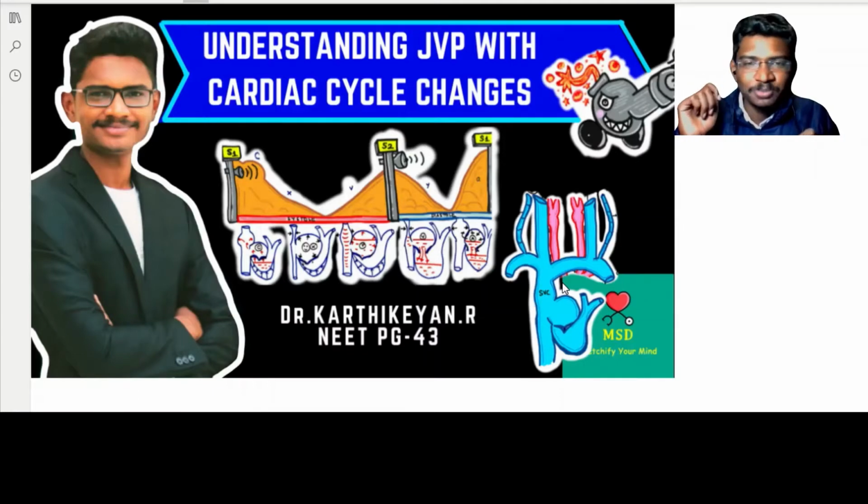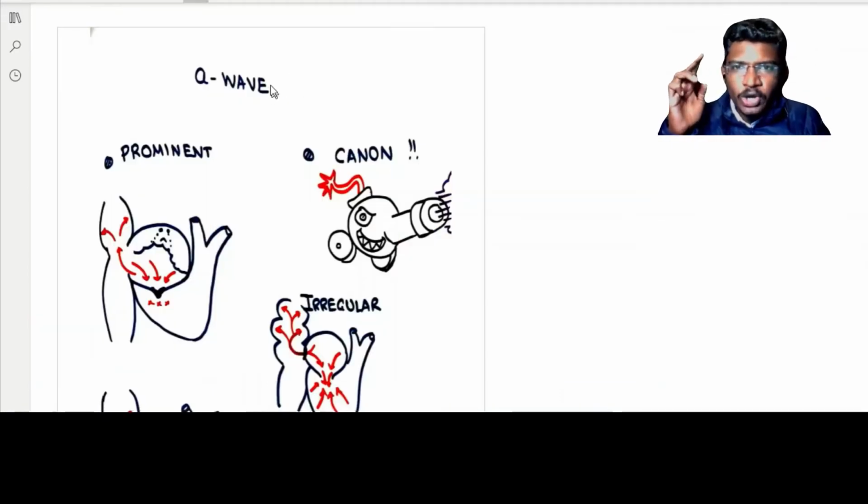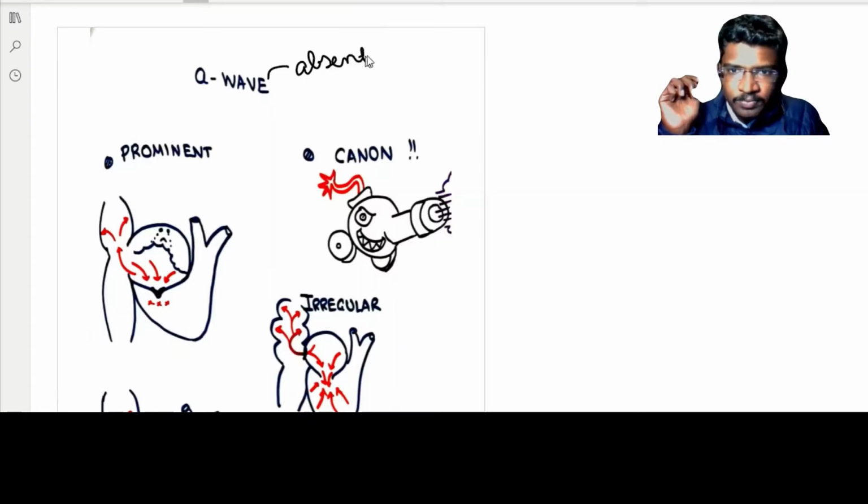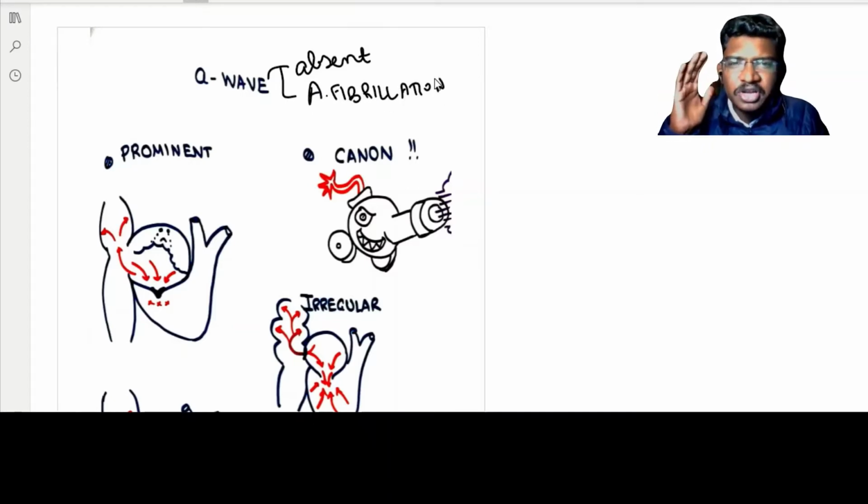Okay, let's go. Yes, so as we saw, A wave is due to right atrial contraction. So any pathology inhibiting the contractility of the right atrium will definitely cause an absent A wave. So what is that condition? Yes, it is atrial fibrillation, where due to such increased heart rates, the atrium will just dance, fibrillate. It can't contract effectively. So A waves won't be produced.